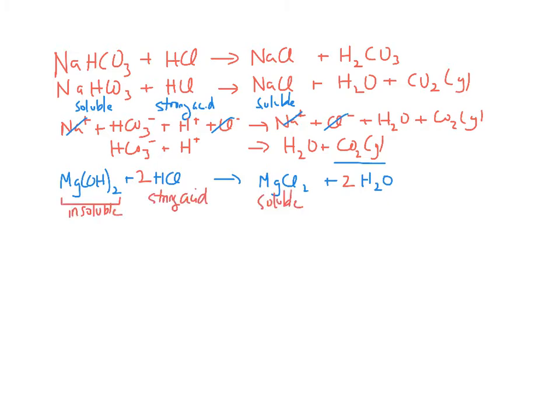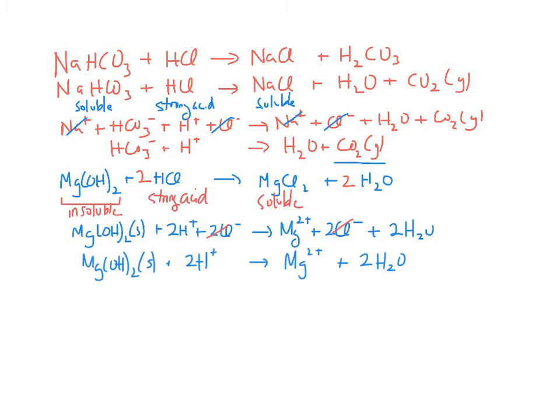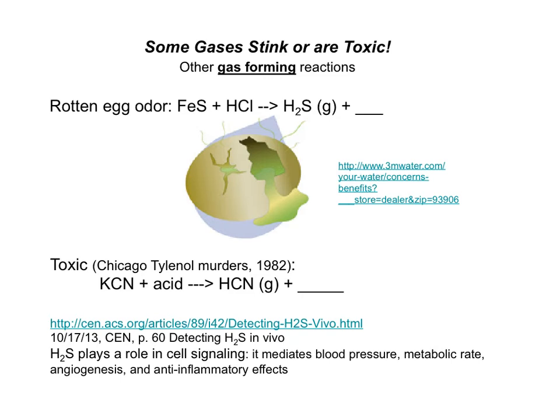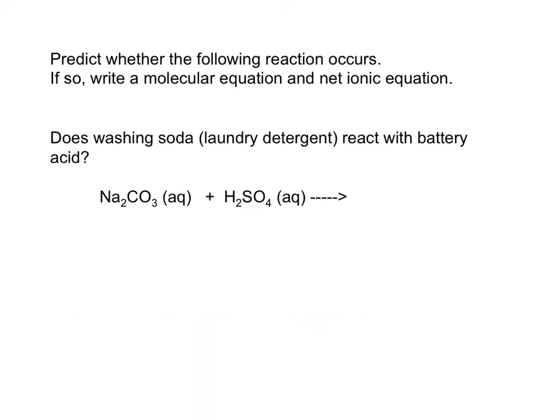What about milk of magnesia? No gas is formed, so milk of magnesia will not make you burp. Here are two more gas-forming reactions. When a sulfide compound reacts with an acid, H2S gas is formed. That's the rotten egg odor. When a cyanide compound reacts with acid, HCN gas is formed. This reaction was involved in the Chicago Tylenol murders in 1982. Look it up.